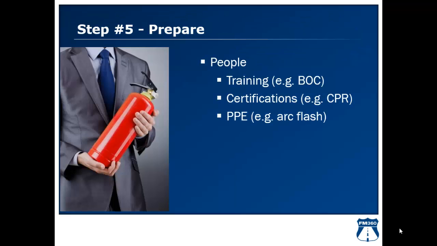Step 5, prepare. You need to prepare your people. Do they have the appropriate training, not just on the procedures as we already talked about, but on the systems themselves? For example, you've got the building operator certification. It's a great course, and actually there's 2 courses that you could take and send your building engineers through. Or maybe training from the manufacturer. How about certifications? CPR, first aid, or maybe certain certifications from manufacturers as well. Do they have the right PPE? Do they know how to use it? Do they know where to find it?